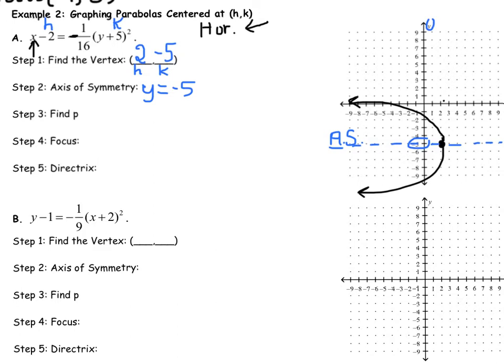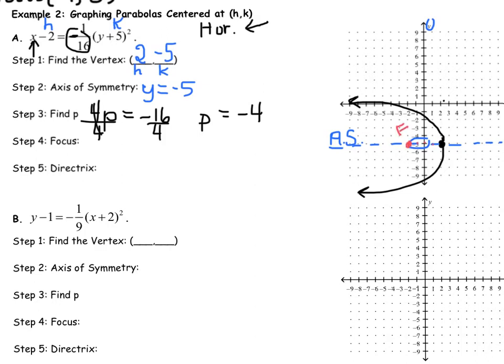All right, now we have to find p. So we're going to use the equation 4p equals that number. So negative 16. When we divide by 4, we're going to get p equals negative 4. That means we need to go 4 units away in each direction from the vertex. So I'm going to count 1, 2, 3, 4. That will be the focus.